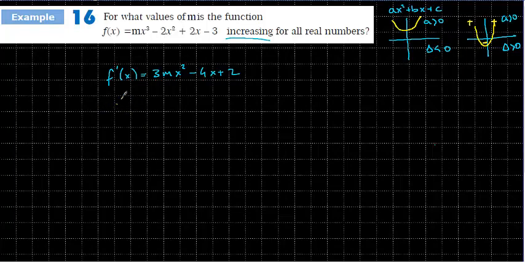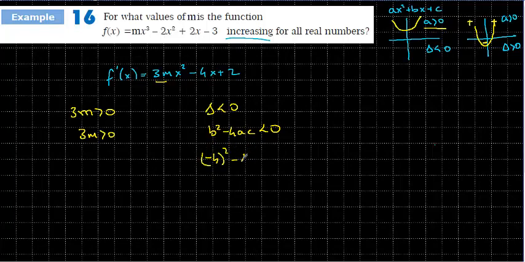So there are two conditions here. A must be greater than 0, which is 3m here: 3m is greater than 0. This is the first condition. And the second one is delta is less than 0. It must be b squared minus 4ac less than 0, that is minus 4 squared minus 4 times a, which is 3m, times c, which is 2, less than 0.